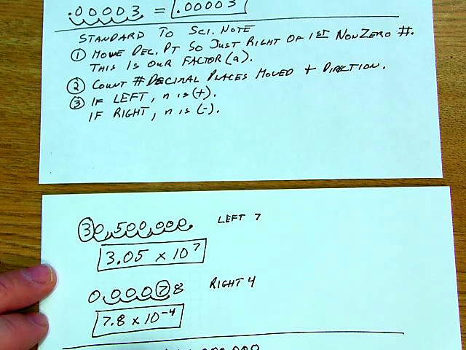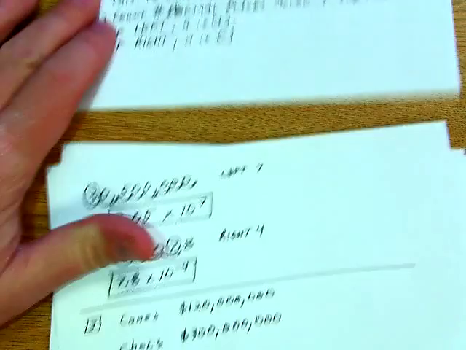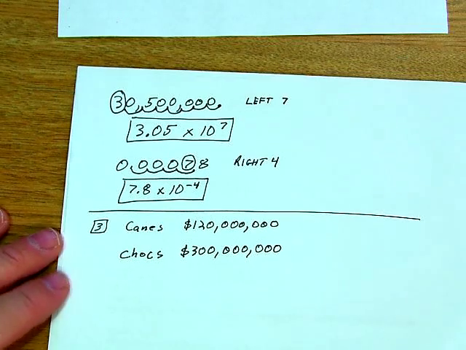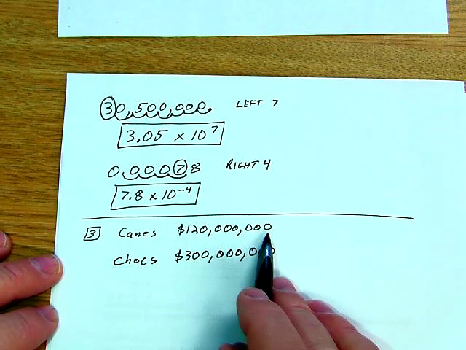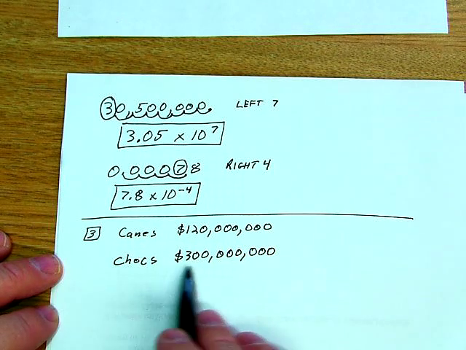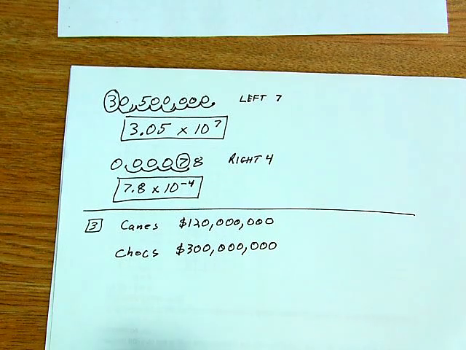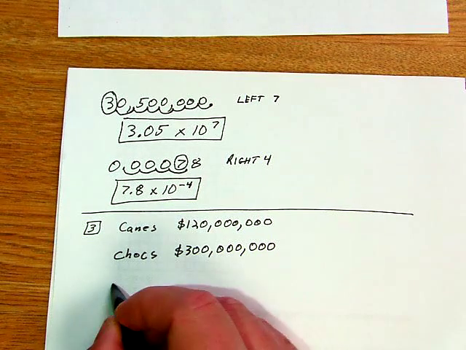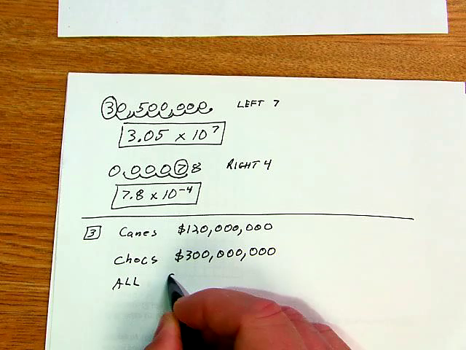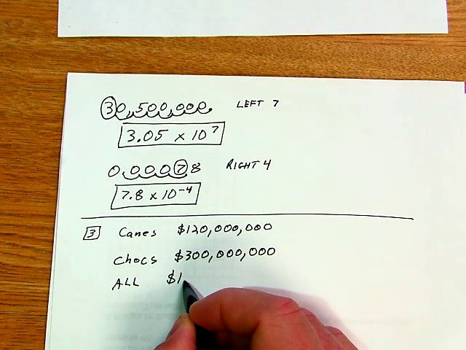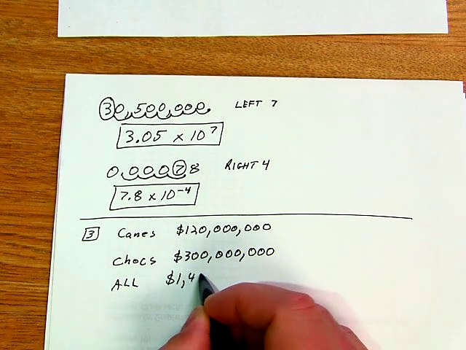Now let's look at chocolate. That's 300 million. Sorry, had that off the board. Let's go over that again. Candy canes were 120 million. Chocolates are 300 million. Now, what's all candy? Well, that was $1,450,000,000.